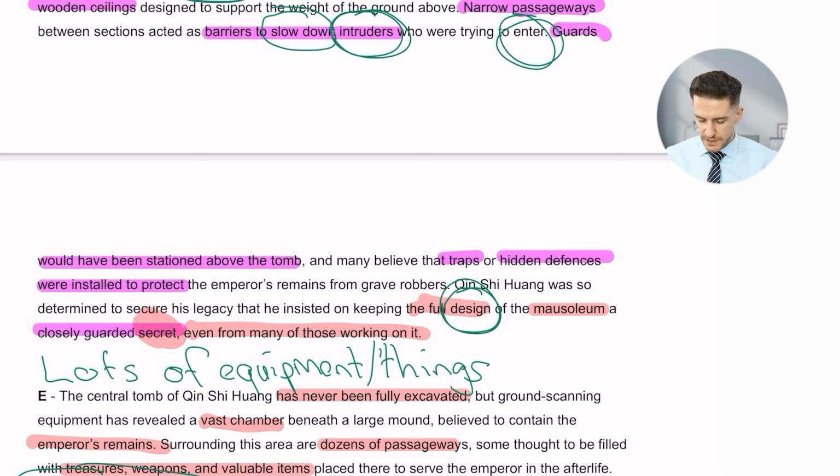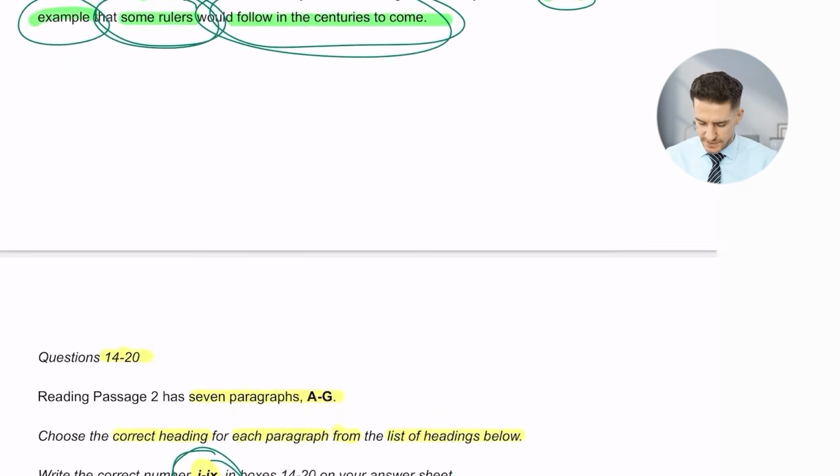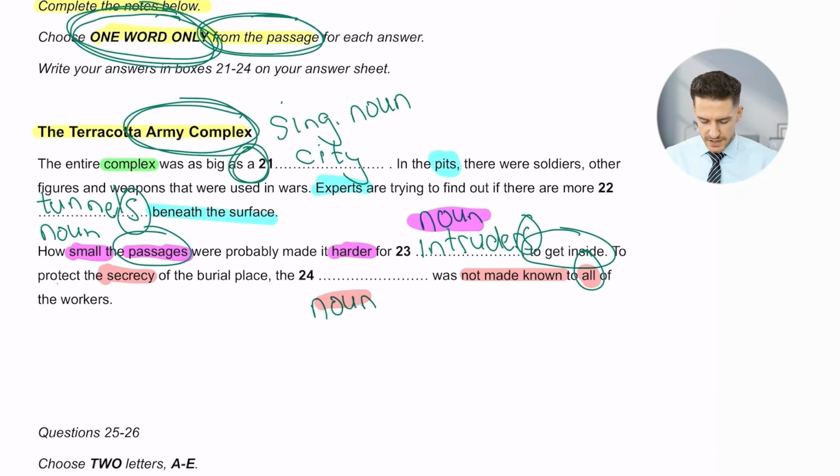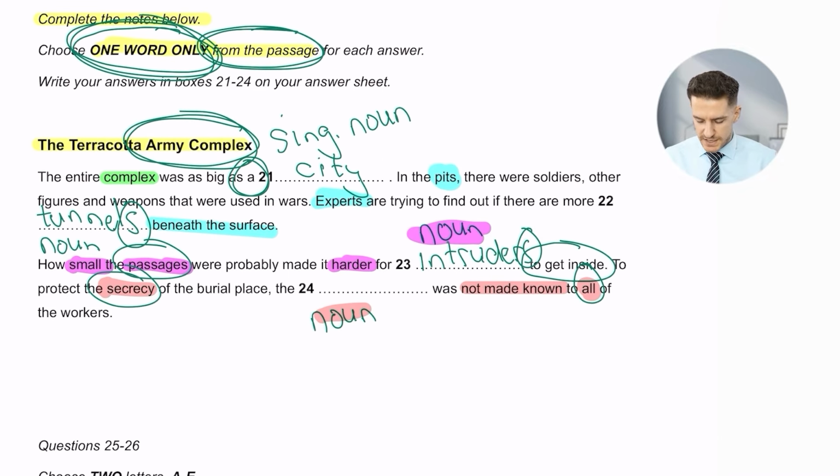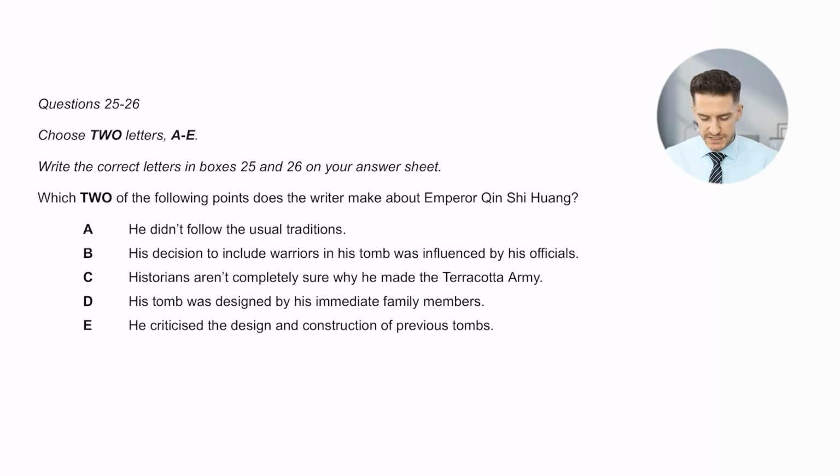looking for. If you just have a look at the other words, mausoleum, I don't think that makes sense. Secret, no, because it talked about that, I believe. Let me just have a look. Yeah, to protect the secrecy, the design was not made known to all of the workers. Now, you might be thinking, well, why isn't mausoleum the answer? Well, that wouldn't make sense, okay? So the answer there is design. So they were the note completion questions. I think they're pretty simple if you just follow the strategy. So now let's move on to the last set of questions here.